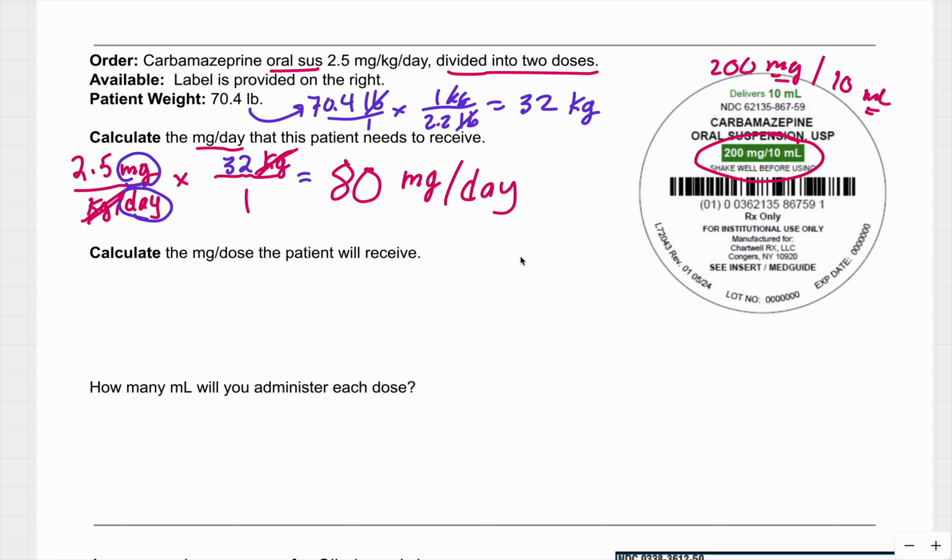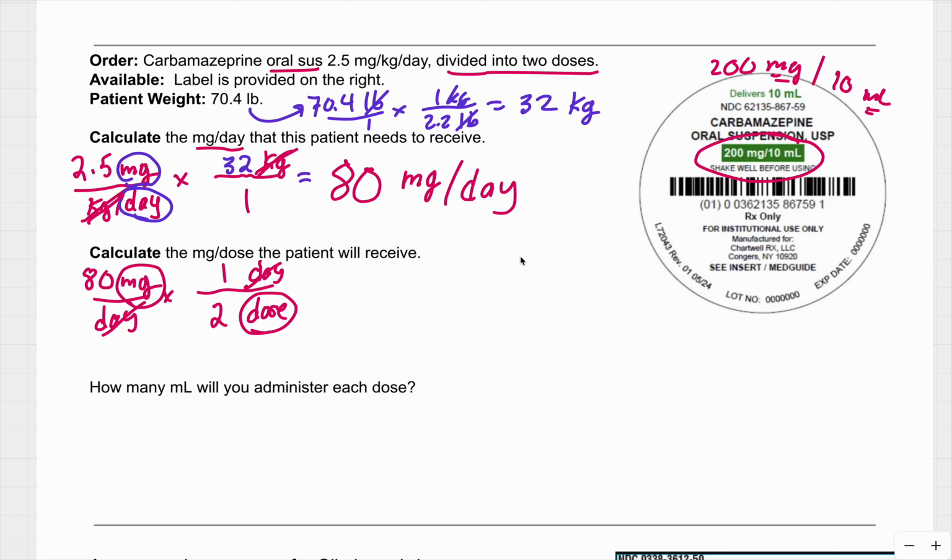So the first thing I'm going to do is show you how we can use dimensional analysis to represent this, and then I'll show you more of a shorthand way that's also okay. So we take 80 milligrams per day, and ultimately we want to convert the number of days into the number of doses. We want day to cancel so that we have milligram per dose.